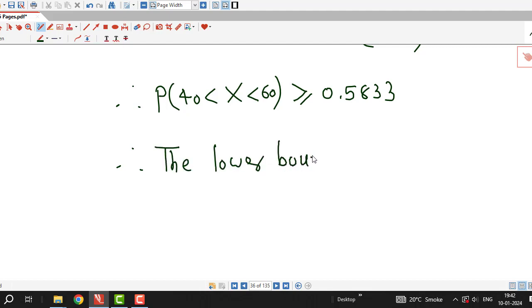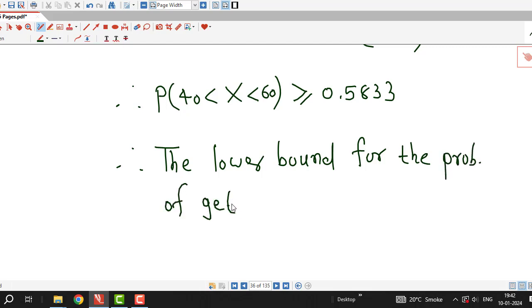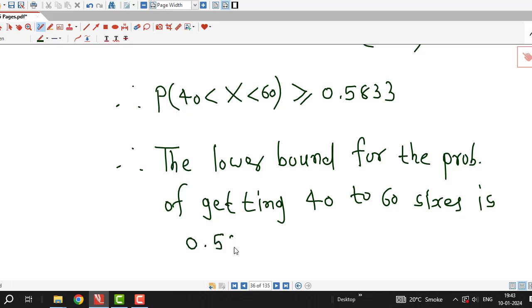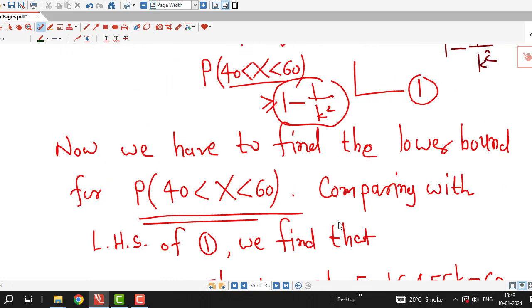So therefore the lower bound for the probability of getting 40 to 60 sixes is 0.5833. So this is a very nice problem.